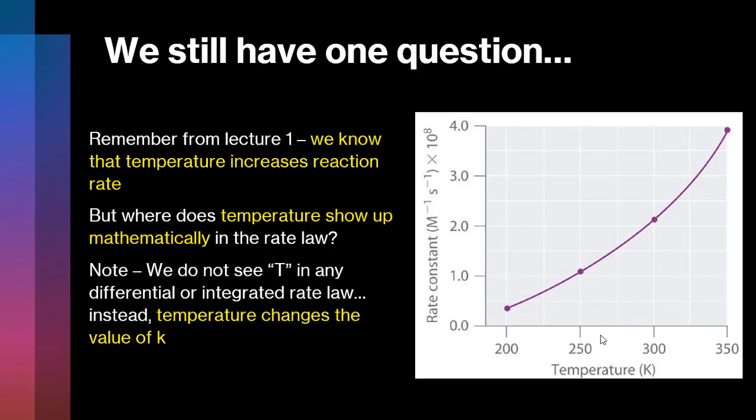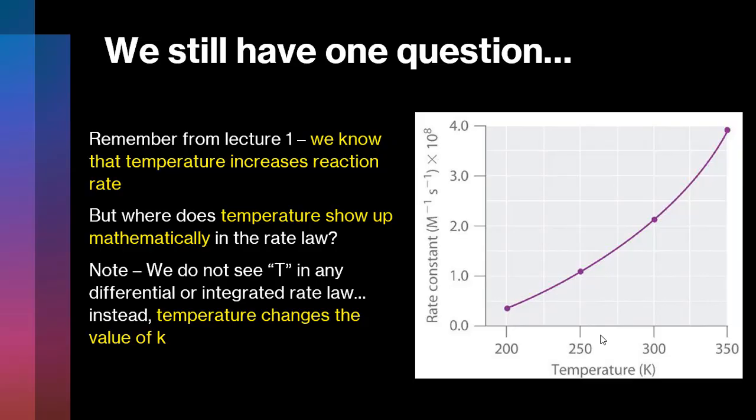So we're almost finished, but there's one important piece left. Back in lecture 1, we learned that increasing temperature generally increases the reaction rate. We explained that using collision theory and activation energy. At higher temperatures, a greater fraction of particles have enough energy to overcome the activation energy barrier.